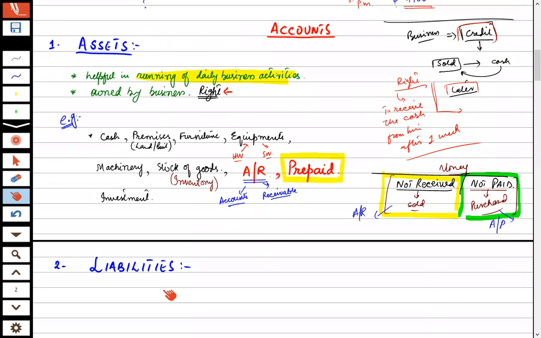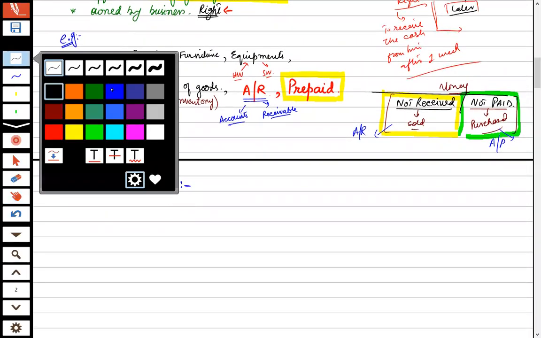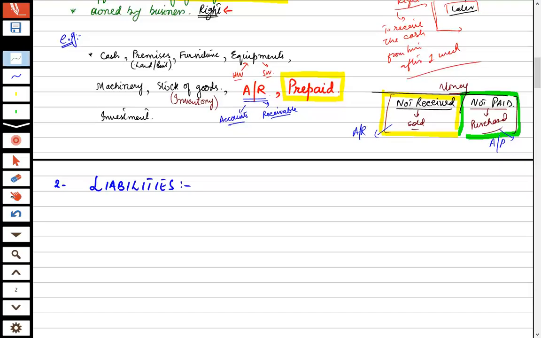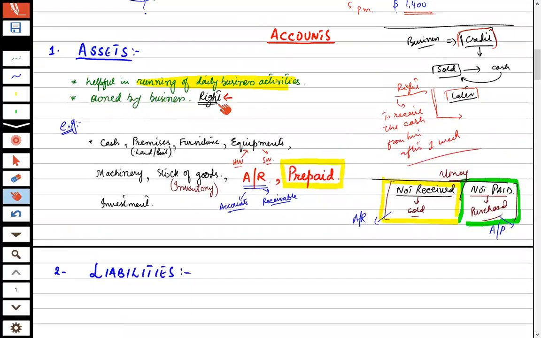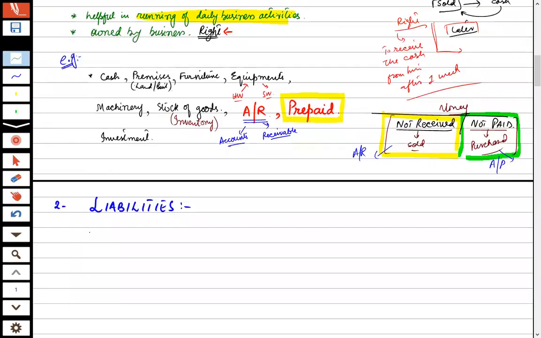What are liabilities now? Liabilities are just the reverse of the assets. Likewise, assets are the rights owned by the business. Then these are not owned by the business. Basically, these are responsibilities, or you may call them obligations of the organization.